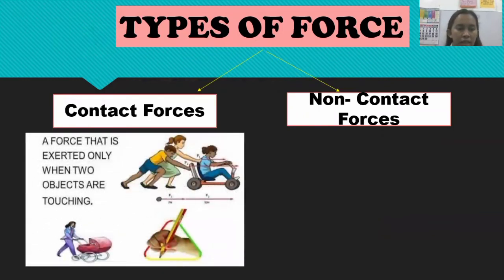Contact forces are forces exerted only when two objects are touching. Like in the picture, when you are writing, you are holding another thing, which is the pencil.